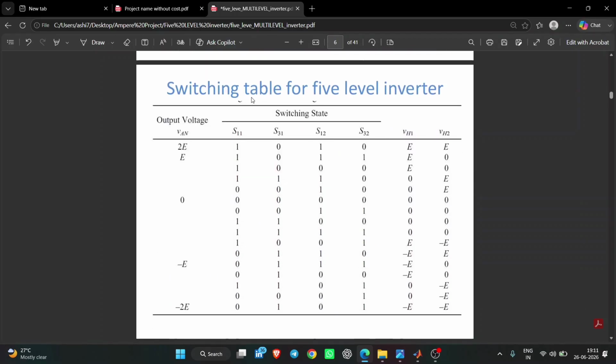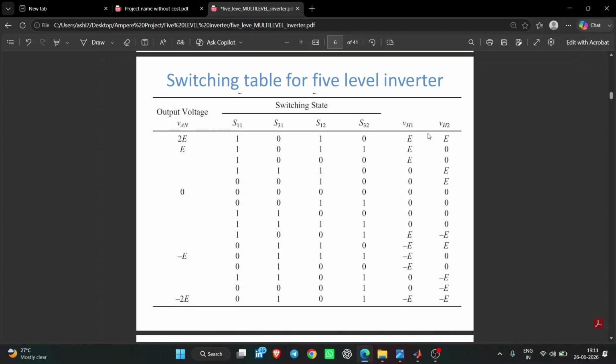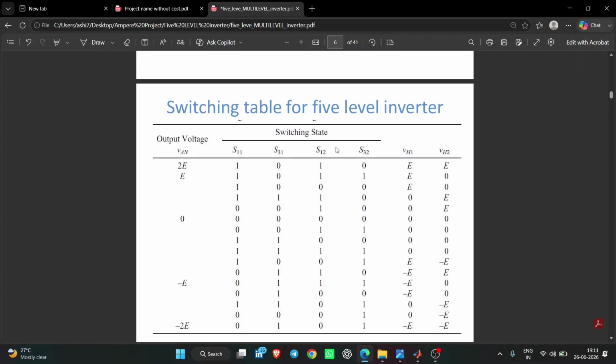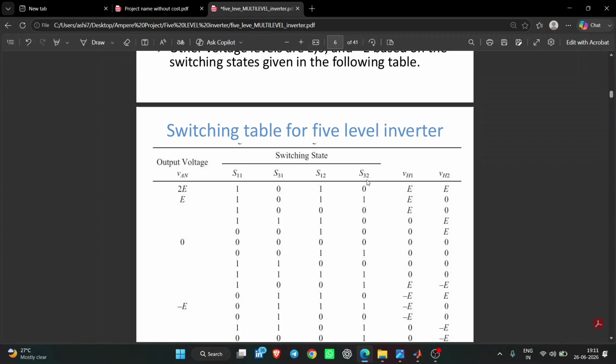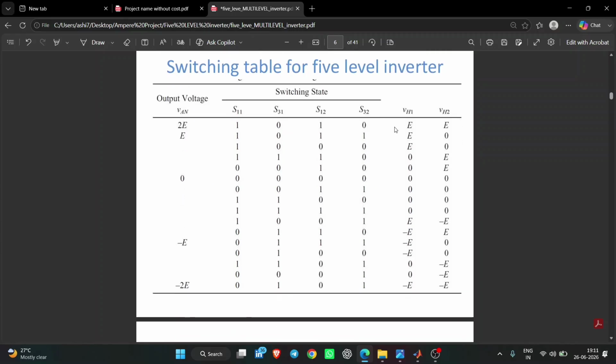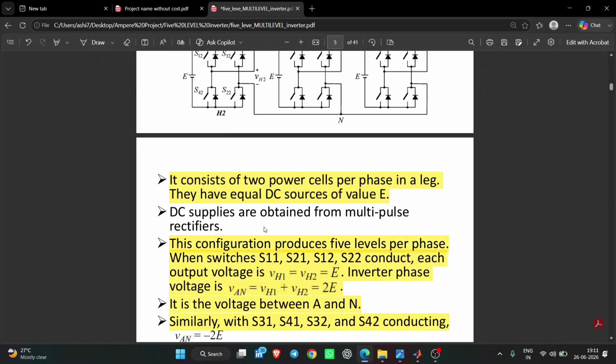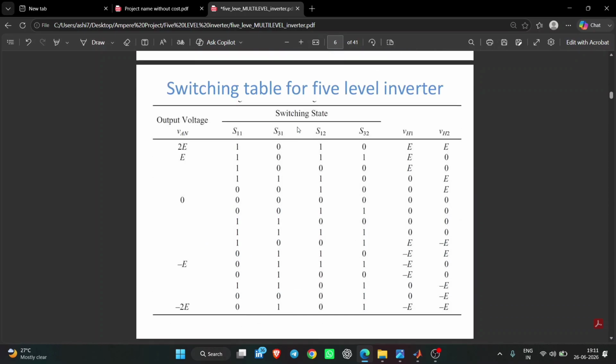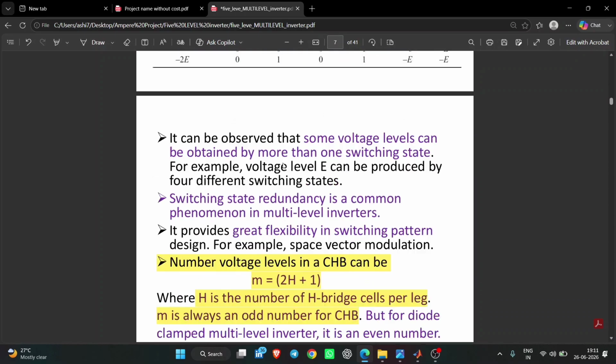You have to understand this table basically. If S11 is on and S21 is on, you will get a complete 2E when the others are off. You just have to understand the complete switching process. This is for the first H bridge; you have to understand the second also. Go through this table and keep this image in parallel with the table so that you can easily understand.